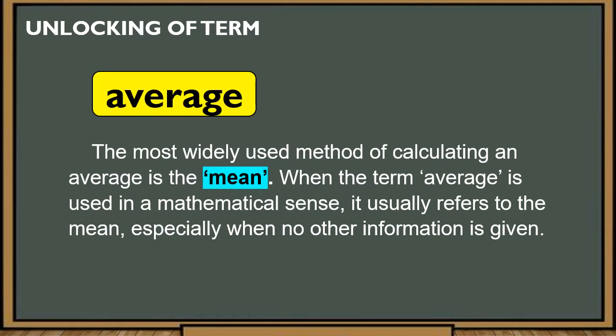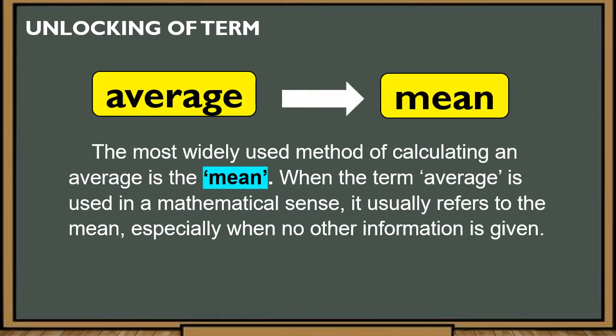Okay, another one is the average and the mean. The most widely used method of calculating an average is the mean. In statistics and probability, when we talk about average, we are also talking about the mean. These words are synonymous, because when we say mean, we are taking the average, or when we say average, we're taking the mean. When the term average is used in a mathematical sense, it usually refers to the mean, especially when no other information is given. So it is understood that when we take the average, we are taking the mean.